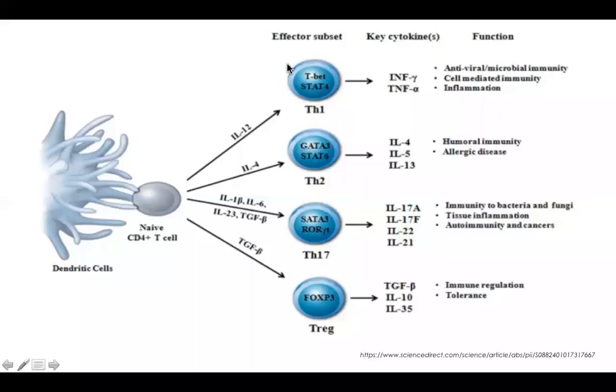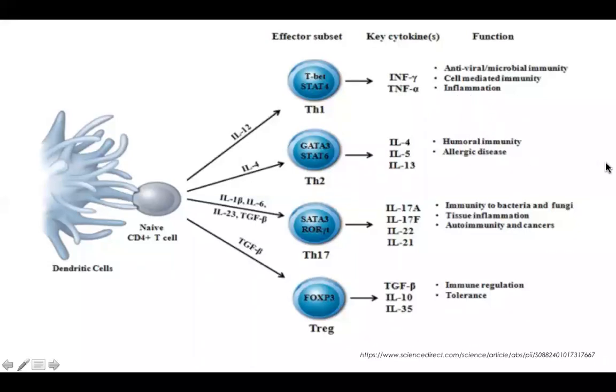Your Th1 subset, what they do is they stimulate your cytotoxic T cells and they stimulate your macrophages. And so they're involved in the cellular immune response that you have to primarily intracellular pathogens, the ones that are inside your cell. They're not outside, they're not easily phagocytosed. So your cytotoxic T cells and macrophages work together to get rid of that pathogen. And that's why you can see that they secrete interferons, which are used as an antiviral response.